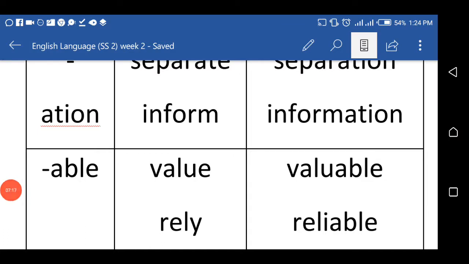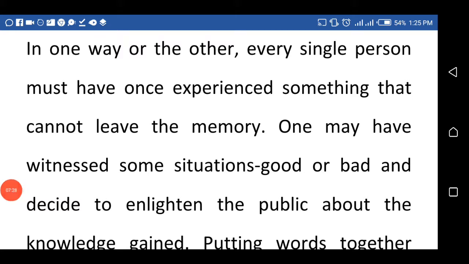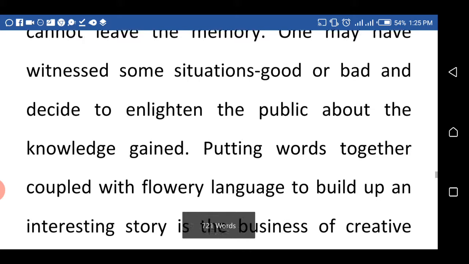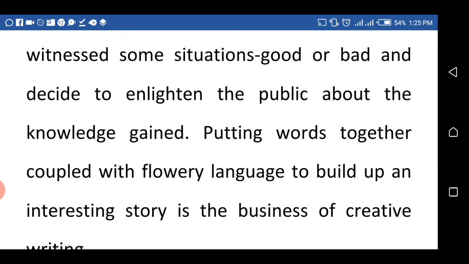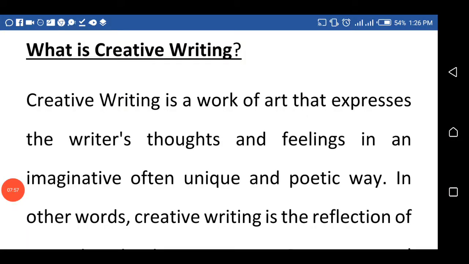Dear student, that's going to be the end of our discussion on prefixes and suffixes. In lesson 3, we have the topic creative writing. In one way or the other, every single person must have once experienced something that cannot just leave the memory. One may have witnessed some situations, either good or bad, and decide to enlighten the public about the knowledge gained through that situation. Putting words together, coupled with flowery language, to build up an interesting story is the business of creative writing. Now, what is creative writing?